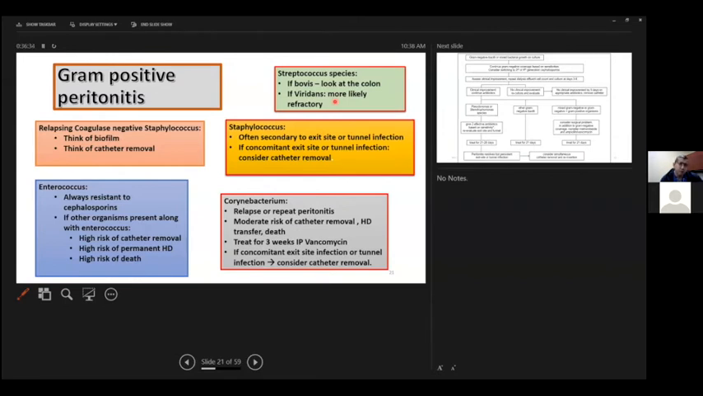What if it is corynebacterium? Now, corynebacterium, as you may know, can be on the skin and anywhere. And the problem with this is we think it is a contaminant, but it's not. It actually has a moderate risk of catheter removal. So you need to treat it properly. Treat it with 3 weeks of intraperitoneal vancomycin. If you've got a concomitant exit site and tunnel infection, you have to think of removal of the catheter.